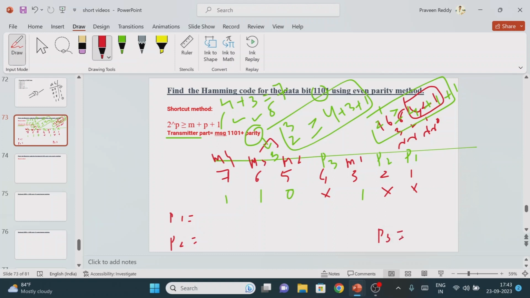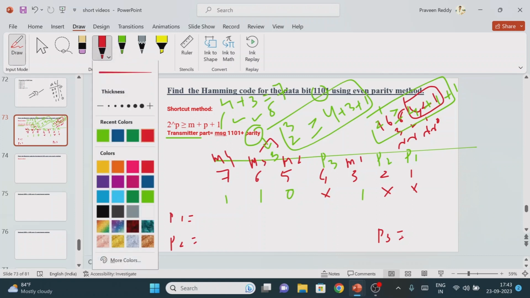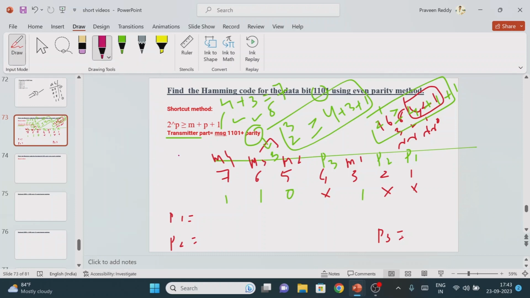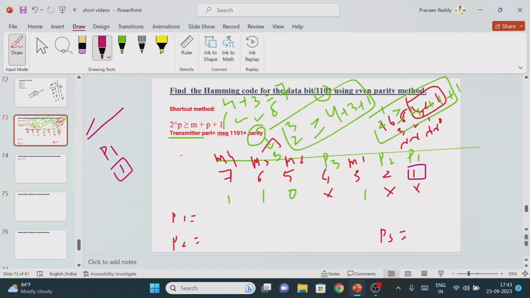So now how to find out p1, p2, p3? We will apply a simple procedure, right? Now if you see this, where do we have p1? What is the location of p1 here? The location of p1 is here, the first location. So what is the procedure here? We are starting from p1. Which location is it? It is the first location, so we are starting from this direction, right?